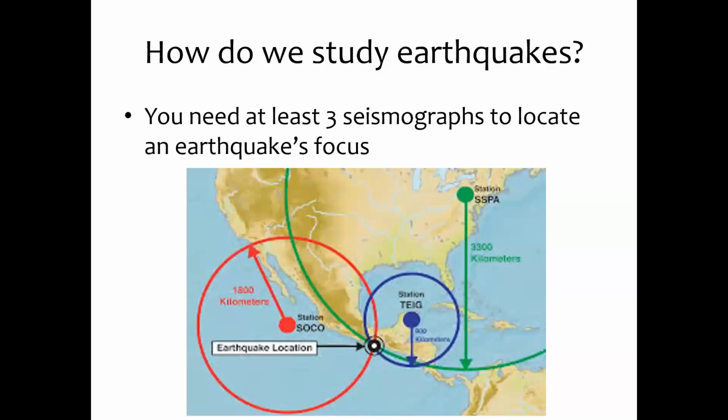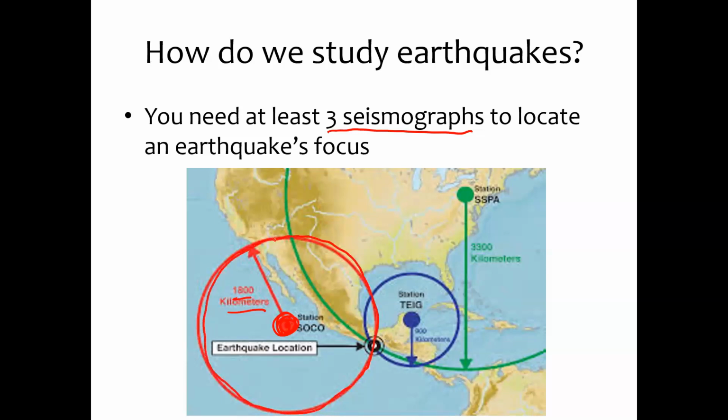We can also identify, if we have at least 3 seismographs put at different locations, exactly where an earthquake's focus occurred. Given the information that we just gathered, the PS interval or the SP interval, I use them interchangeably, by reading the time separation between when the P and the S waves arrive, we can determine the distance. But if you only had one station, say this station here, and you knew that the earthquake was 1,800 kilometers away, then it could have happened anywhere in this 1,800 kilometer radius circle. We're not sure looking at just one.